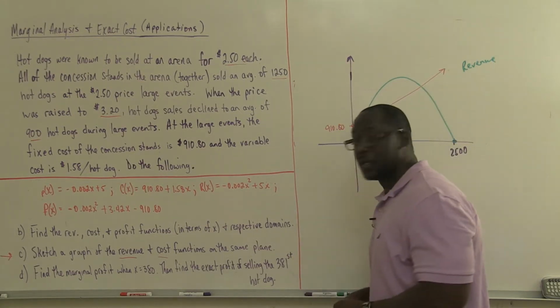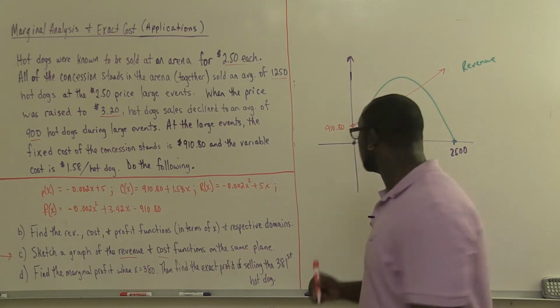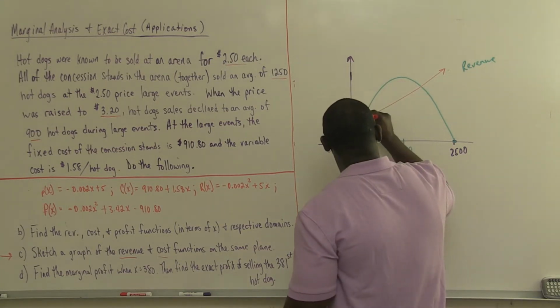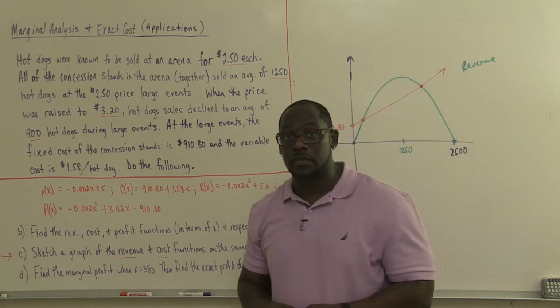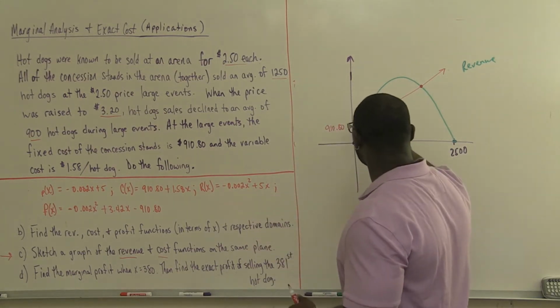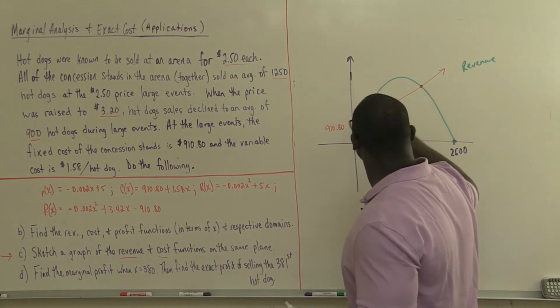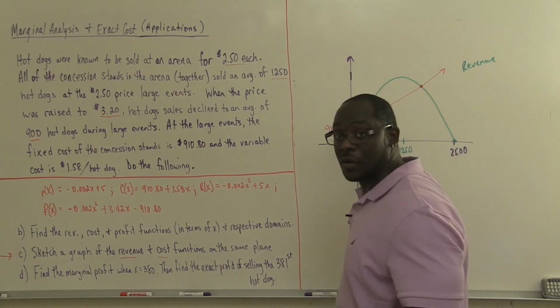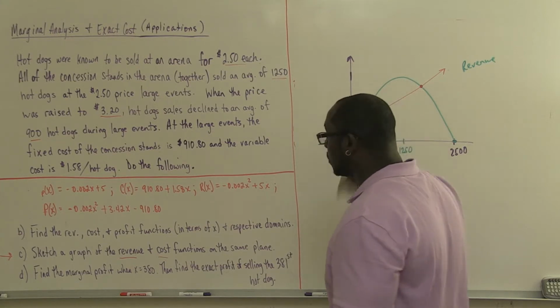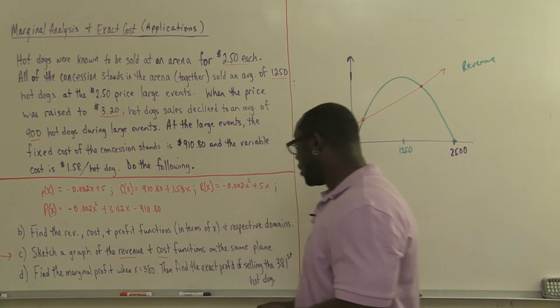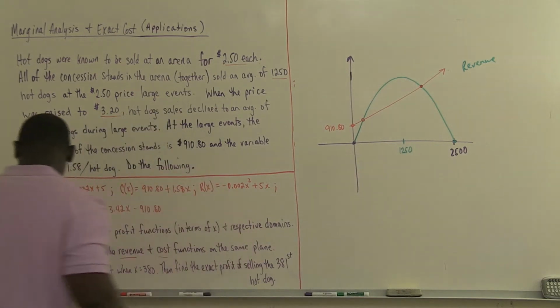Okay. So that's how those would look. Where, of course, here and here would be our break-even points. And of course, here's where revenue equals cost. And here again, revenue is equaling cost. Okay? So we've taken care of part C.